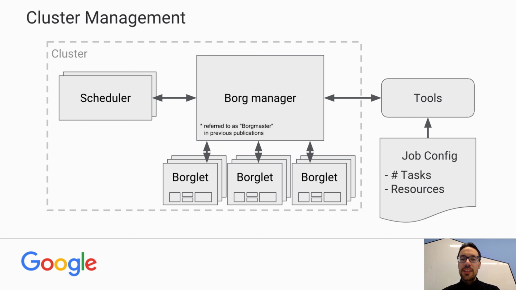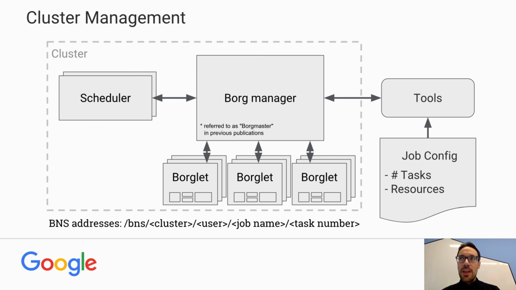Please note that given that tasks are fluidly scheduled over machines, IPs and port numbers mutate, and it is not possible to rely on them to refer to the tasks. So there is an extra level of indirection, Borg naming service or BNS. A BNS address like this resolves to the current IP address and port of a concrete task. BNS addresses have to be always up to date and consistently stored.